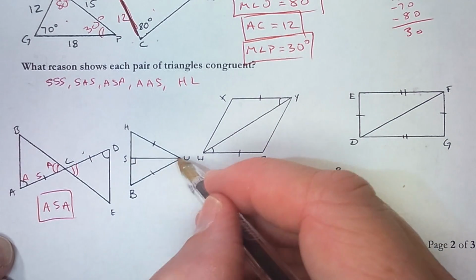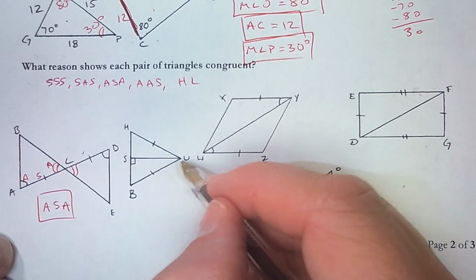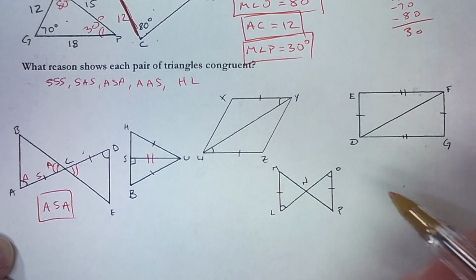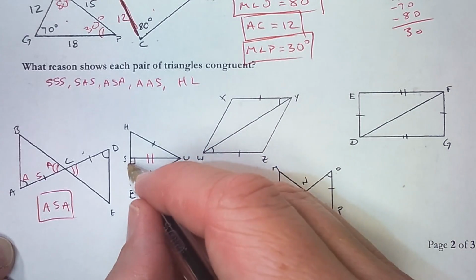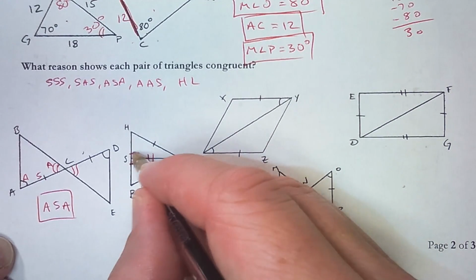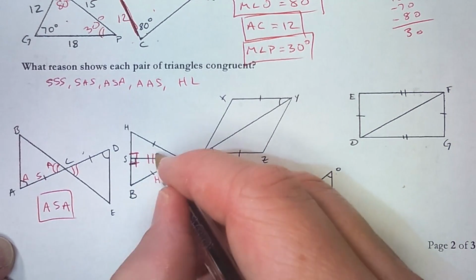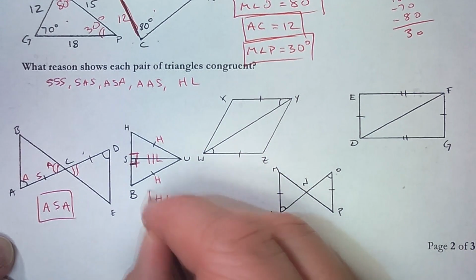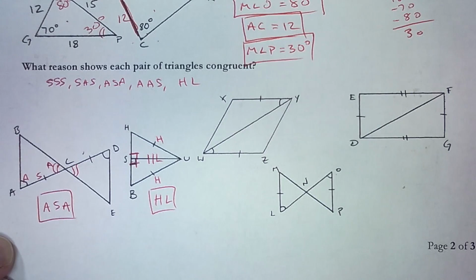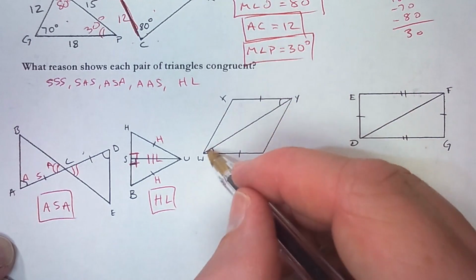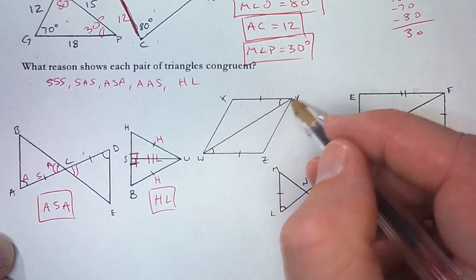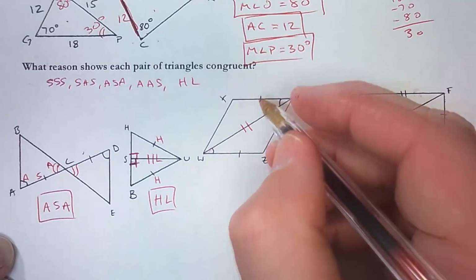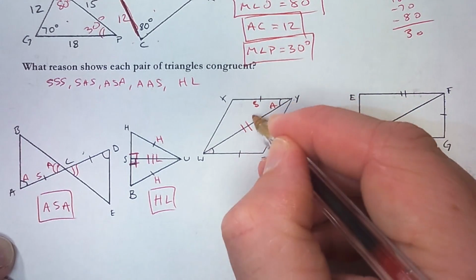Okay, here the two triangles share segment SU, so by the reflexive property I can say that is congruent to itself. And they are right triangles. I have a hypotenuse here and a leg here, so these are congruent by hypotenuse, leg. Okay, here I have two triangles that share segment WY, so by the reflexive property it's congruent to itself, and that gives me side, angle, side.